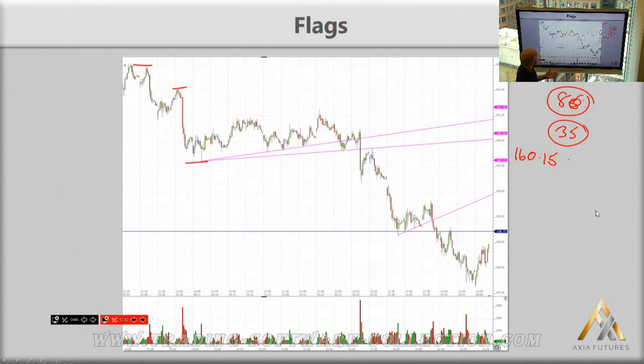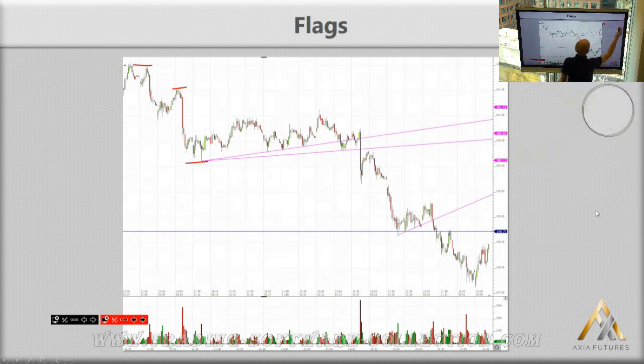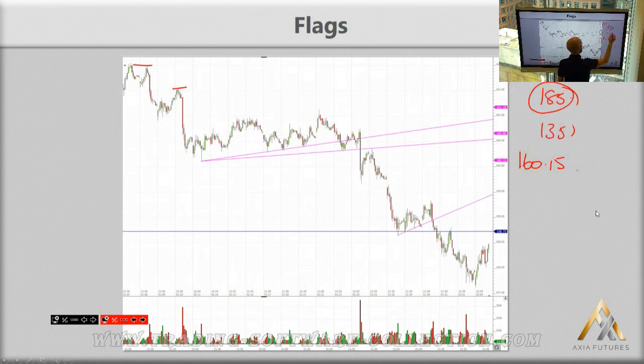Oh wait a second, sorry, I've got my drawing totally wrong there. It was 162 down to 160.15. So you can either have a 185 tick target or a 135 tick target, depending upon how you want to take it.